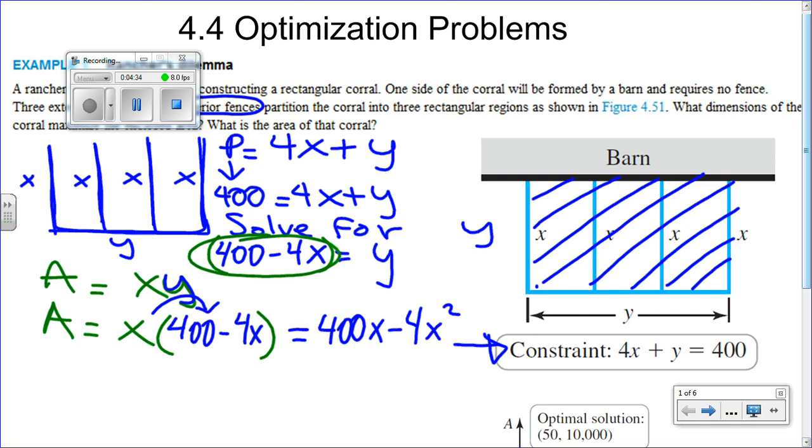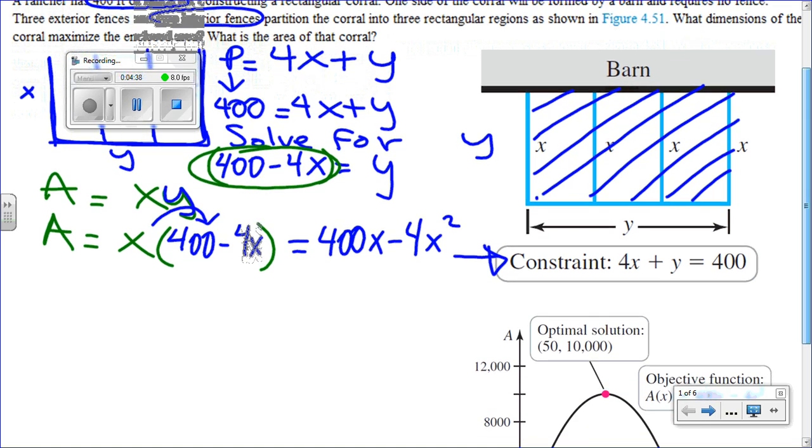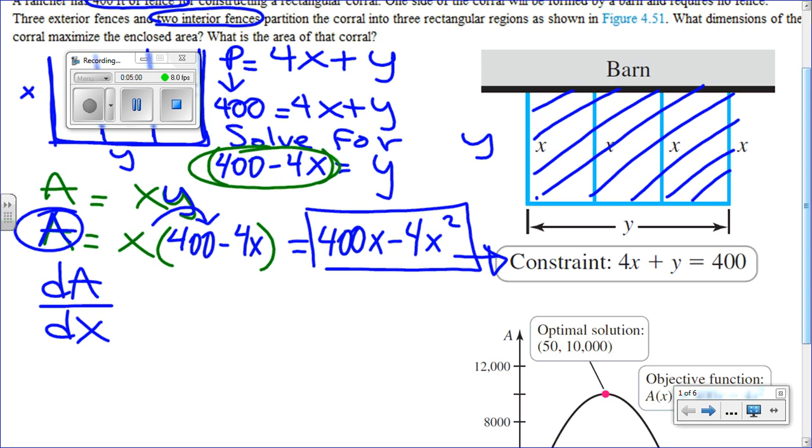Now, if we find the derivative of that, you know how to find it quickly, right? Since we're calling this A for area, I'm going to call it dA over dx, because we're deriving with respect to x. So what's the derivative of 400x? And of negative 4x squared, it's negative 8x. So dA/dx is 400 minus 8x. It doesn't bother you though? Well, I kind of like it because the negative is not in the front, but I understand.